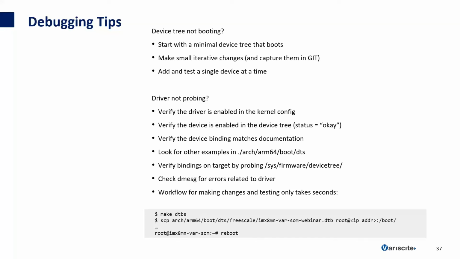And then I just want to highlight that the workflow for making changes to a device tree and testing it only takes a few seconds, or maybe 30 seconds. Again, we just need to run make dtbs, and then assuming you have networking working, we can scp the updated device tree file to the target device and then simply reboot. And this will allow us to quickly make small iterative changes to our device tree and test them on the target device.